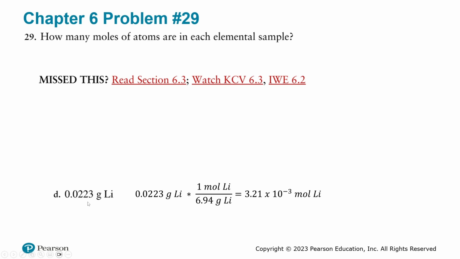This time we have a much smaller amount of lithium. Lithium has a pretty small mass, but still, we'll divide by the molar mass, or multiply by 1 mole per the amount of grams of the material. In this case, lithium weighs on average 6.94 grams. The grams of lithium will cancel out and we'll be left with just moles of lithium.